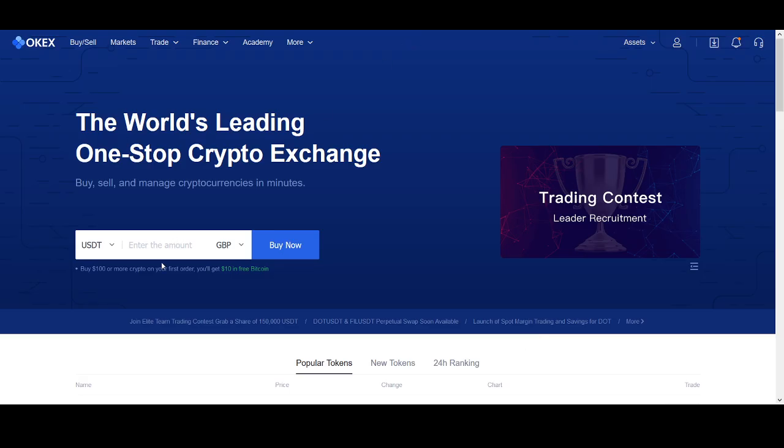So this is very simple. If you just want to buy something, you can use your GBP or USD, and again, I'll leave the links below on how to get $10 free in Bitcoin. But you can literally buy anything very simply using your exchange. This is something that I like.